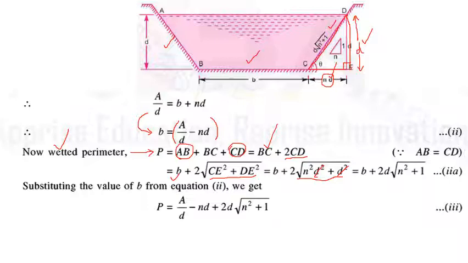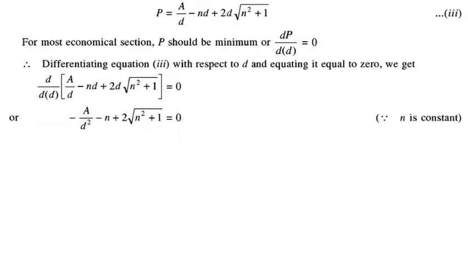Now substituting the value of B from equation 2. Equation 2 is this one, so from here we know that B is equal to A by D minus nD. Substituting this value in this equation, we get P is equal to A by D minus nD plus 2D into the square root of n squared plus 1. This is the equation we got just now.